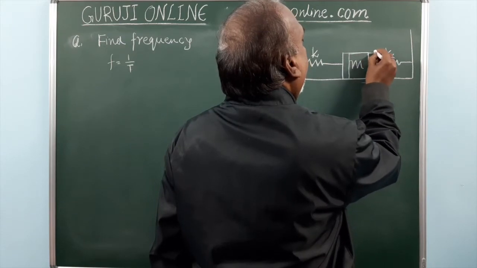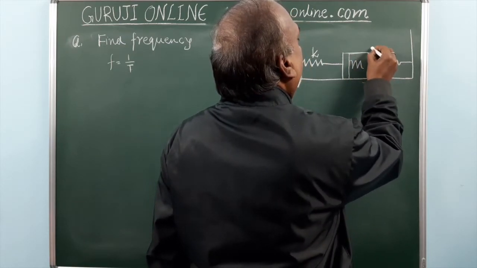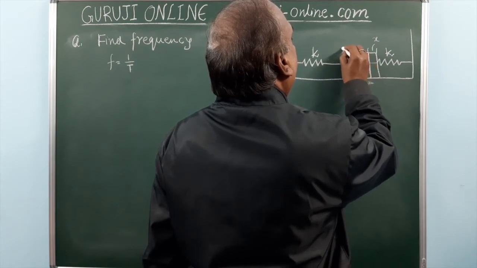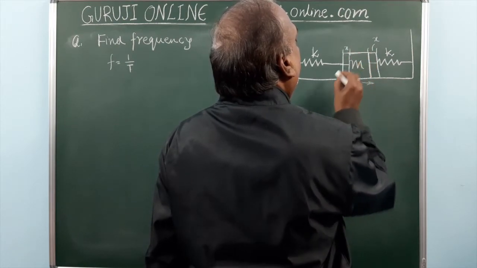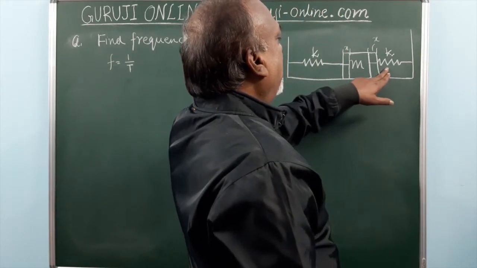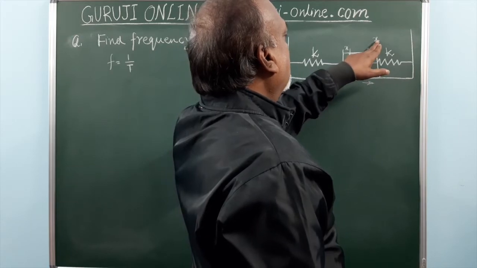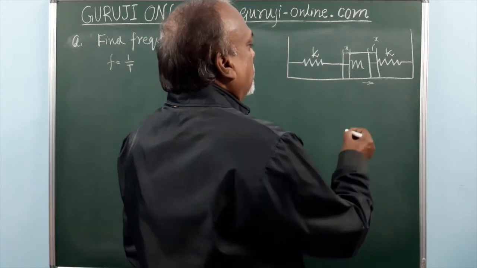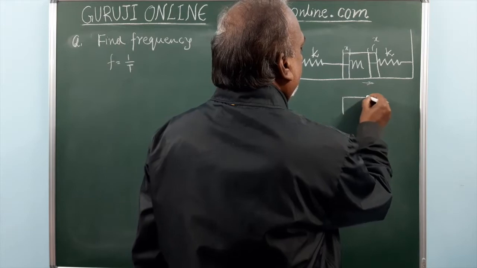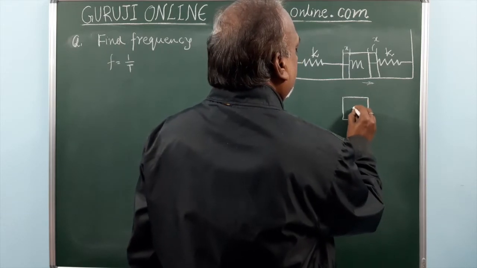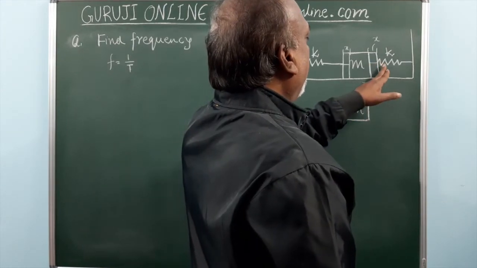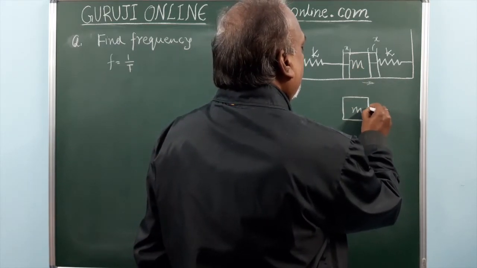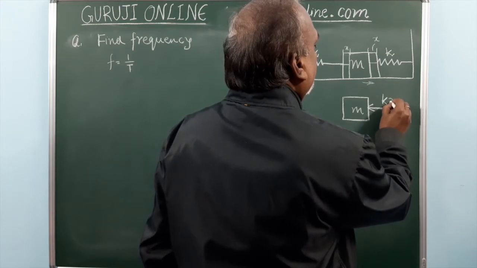This mass comes like this, and naturally this distance, suppose this is x, and this will also be x, and this spring will be compressed with x distance, and this spring will be stretched with x distance. So if we draw the free body diagram, since it is compressed, this spring will push this block in this direction. And what will be the force? That is Kx.